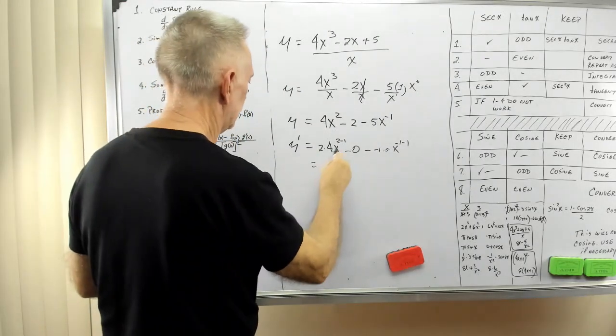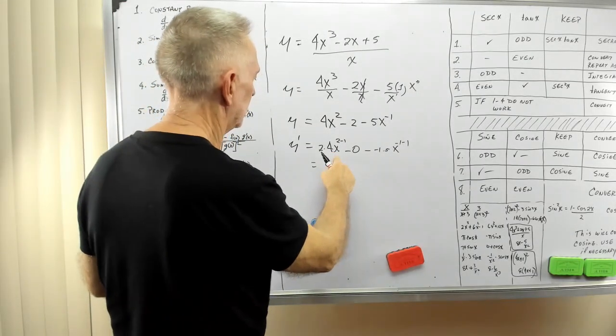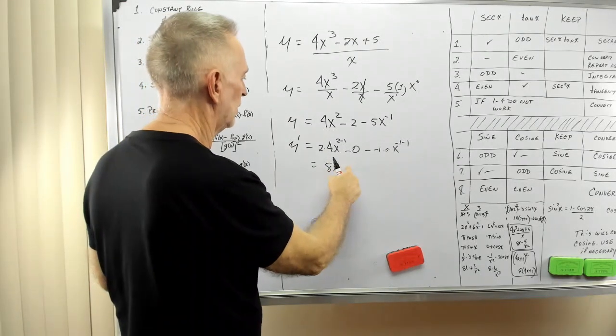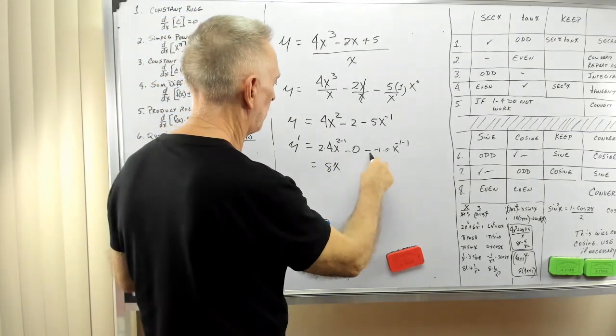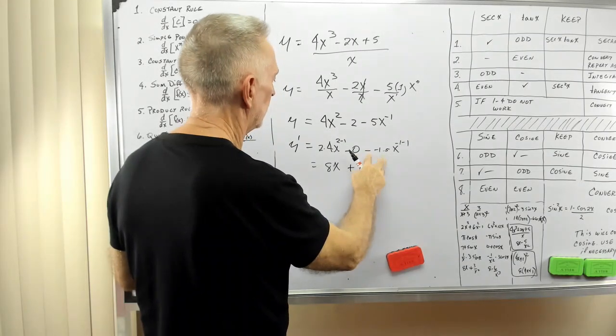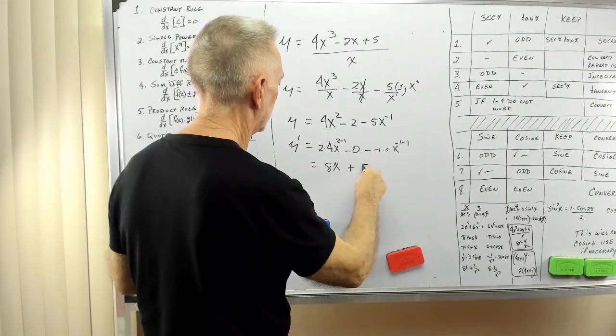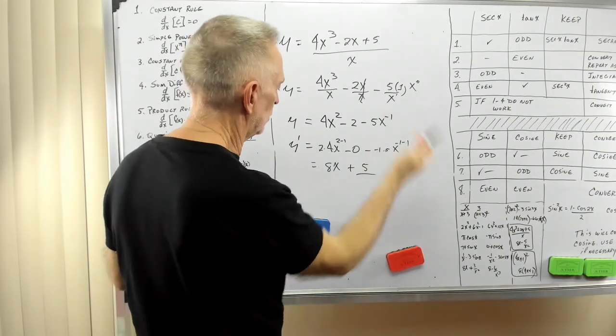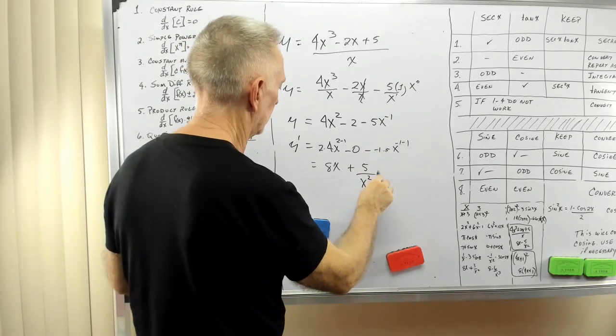So what does this give me here? 2 times 4 is 8. x to the 2 minus 1, that's just x to the first power, minus 0 plus 5. Negative 1 minus 1 is x to the negative 2, and we'll just put it down here.